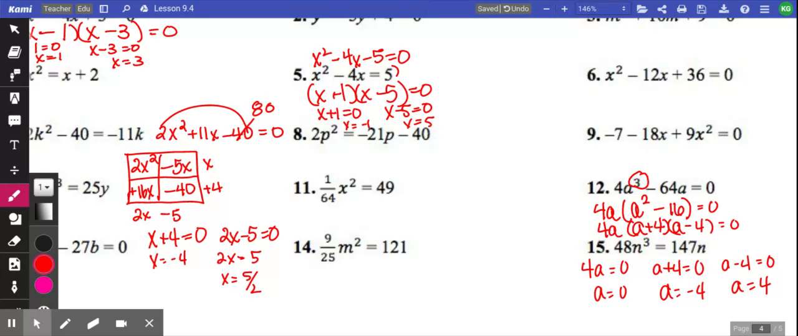And this one told us we were going to have 3 answers because the degree was 3, which means it has 3 x-intercepts.